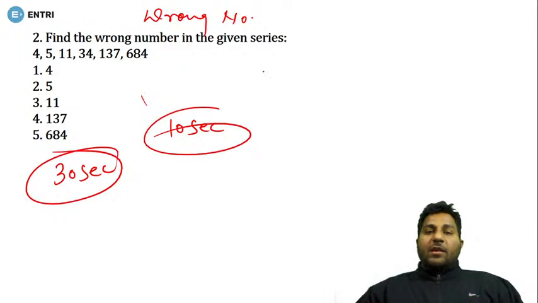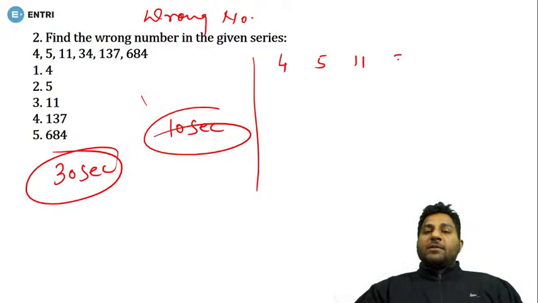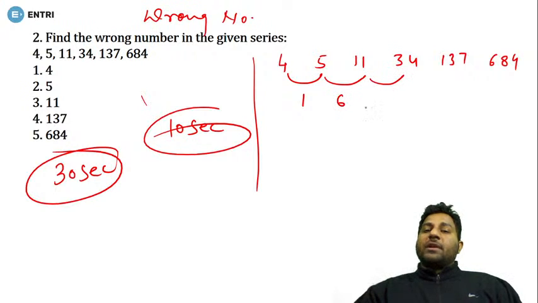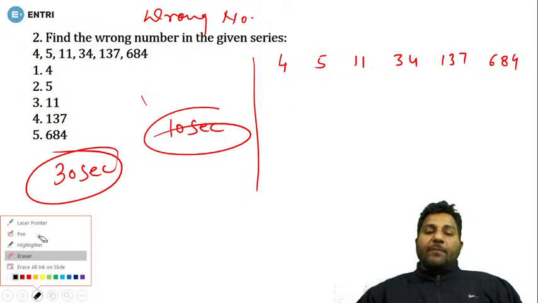Look at this. You have to find out the wrong number: 4, 5, 11, 34, 137 and 684. So how are you going to find it? Let me tell you. Look at this. From 4 to 5, one difference. 5 to 11, 6. 11 to 34, that means the pattern is not of difference. So what will you do? You will waste your time, but you shouldn't.